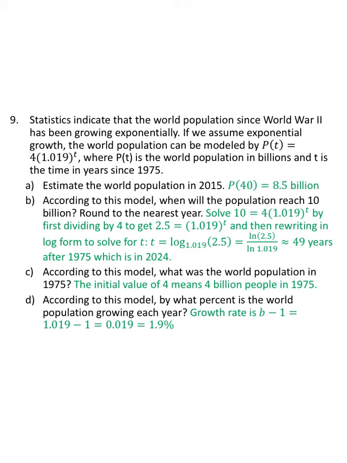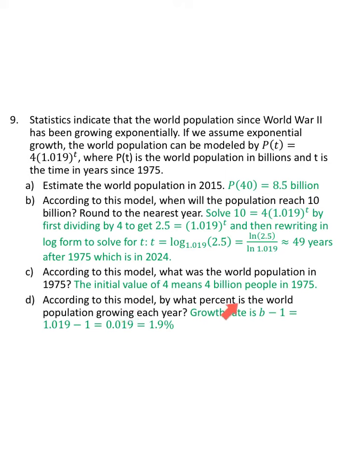Part C, according to this model, what was the world population in 1975? Remember, 1975 is when we started. That's a time value of 0. When t is 0, 1.019 to the 0 power becomes 1. 1 times 4 tells me the population, the initial value, our A value here, 4 means there were 4 billion people in 1975. I'd have to look that one up. I was alive then. I don't know. I can't verify that. I didn't count them.